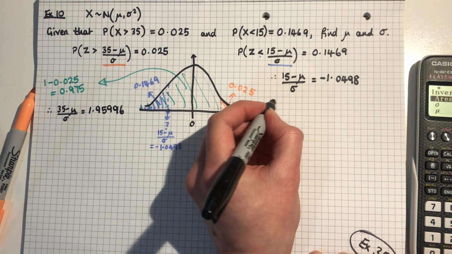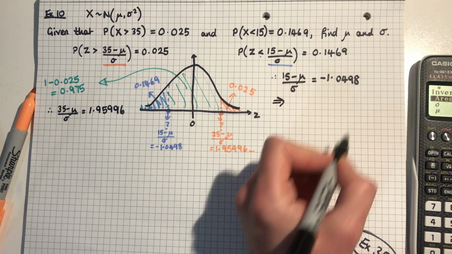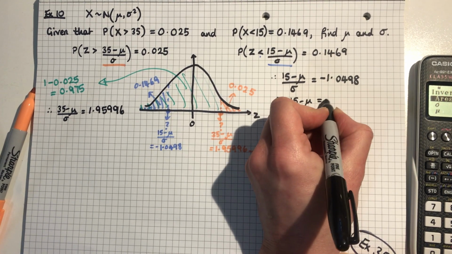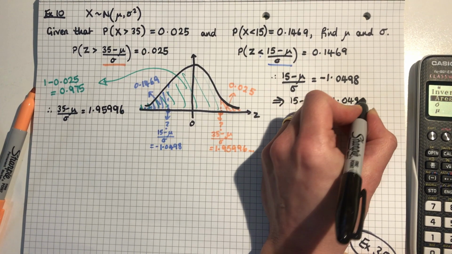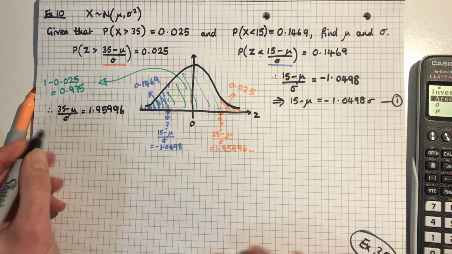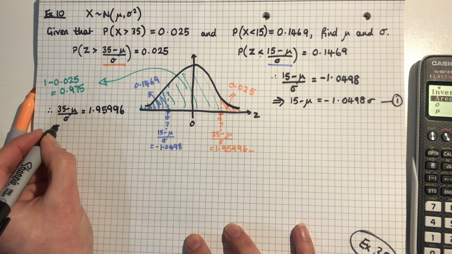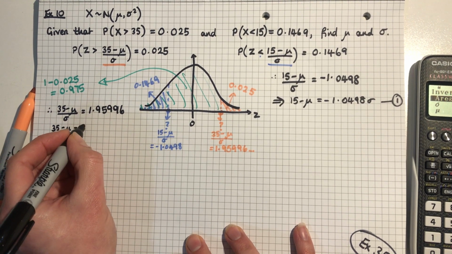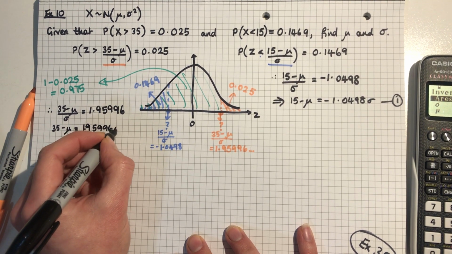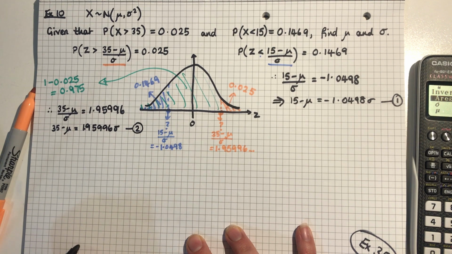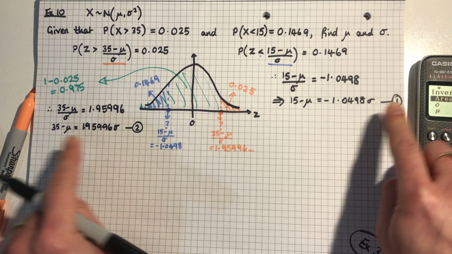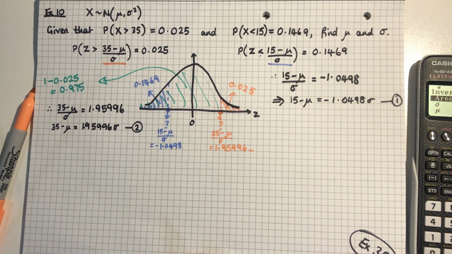Let's, on this one, do a bit of tidying up. So I'm going to multiply both sides by sigma. So 15 minus mu equals minus 1.0498 sigma. And I'm going to call this equation 1. And then on this side, do the same thing. Multiply both sides by sigma: 35 minus mu equals 1.95996 sigma. And I'm going to call this equation 2. So we have got two equations, two unknowns, mu and sigma in both, so we're going to solve them simultaneously.